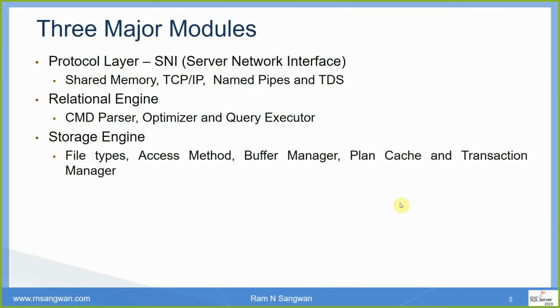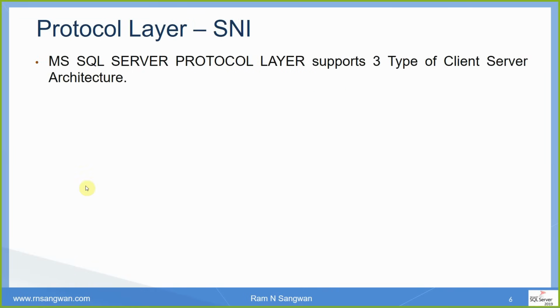Three major modules. Protocol layer, Server Network Interface, that is SNI, which actually allows the connectivity, all the possible ways you can connect to the SQL Server. That includes shared memory, TCP/IP, named pipe, and TDS. We'll understand all of them one by one with real life correlation or real life example scenarios. Relational engine, we'll go through each one of them in detail, and then the storage engine, that is file types, access method, buffer manager, plan cache, and transaction manager. We'll understand all these components one by one.